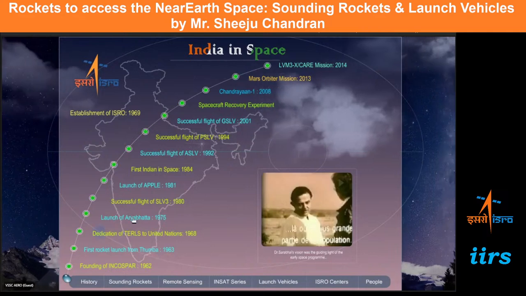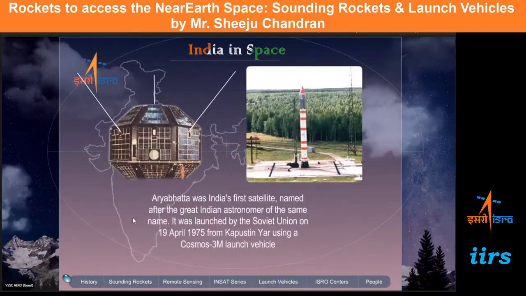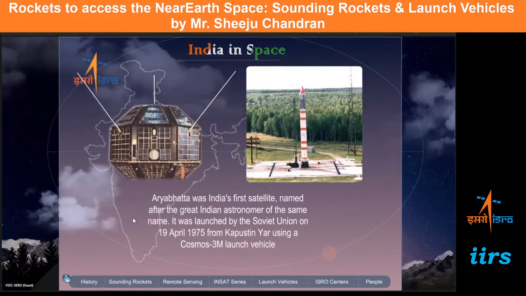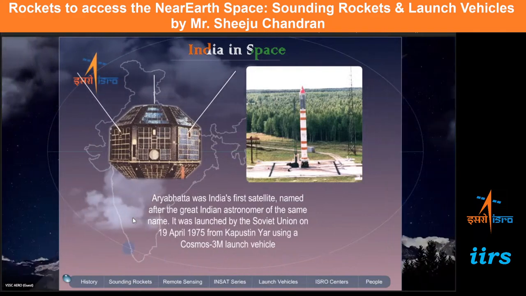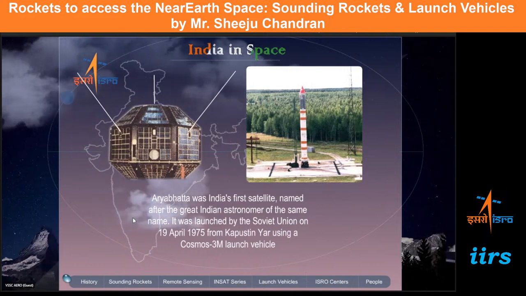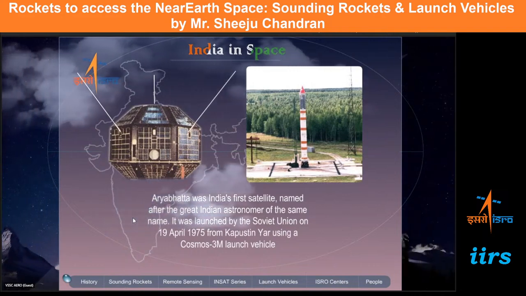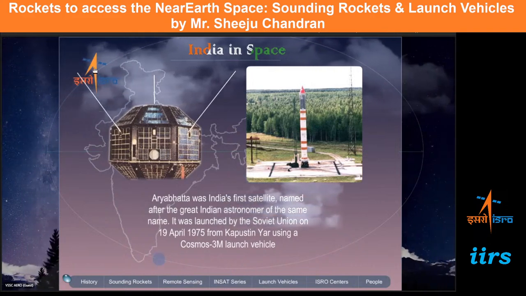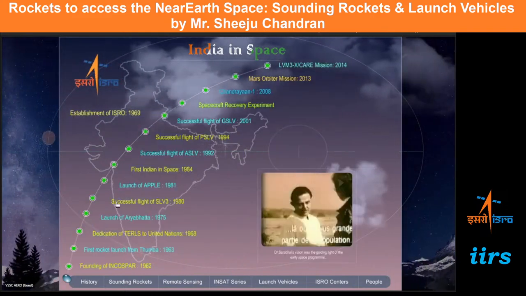Then we had the launch of the first satellite, Aryabhata. Aryabhata, as you know, was a satellite made in India, but at the time we did not have the capability to launch it from India. So it was launched from the former USSR in 1975 using a Cosmos rocket. So that is the first satellite developed by India.